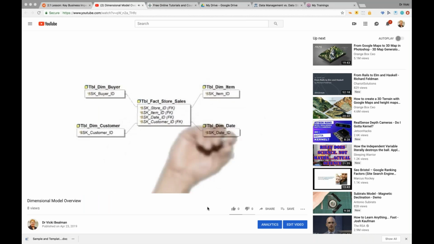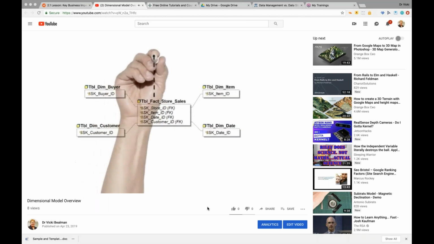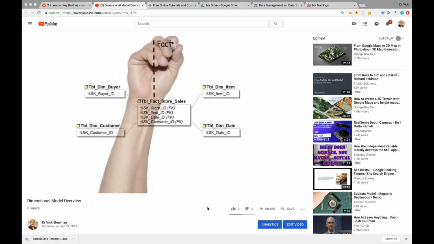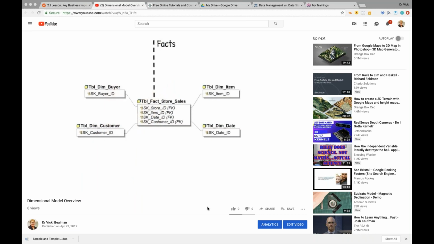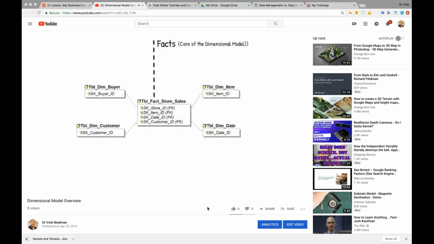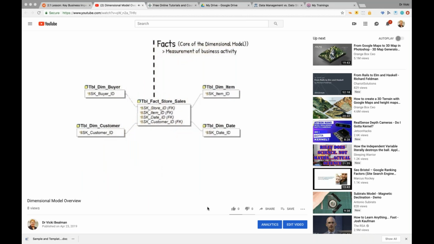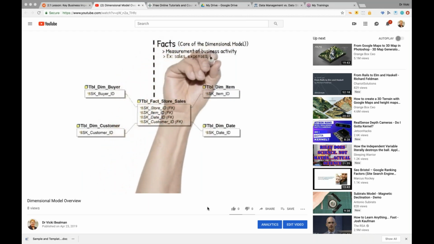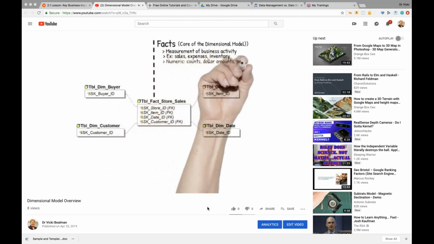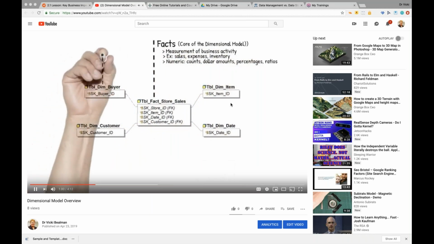There are two key entities in a dimensional model: facts, which are measures. The measures and the facts are the core of the dimensional model. What does that mean? Measurement of business activity. The facts will measure business activity, for example, sales, expenses, inventory, and they're numeric, for example, counts, dollar amounts, percentages, or ratios.